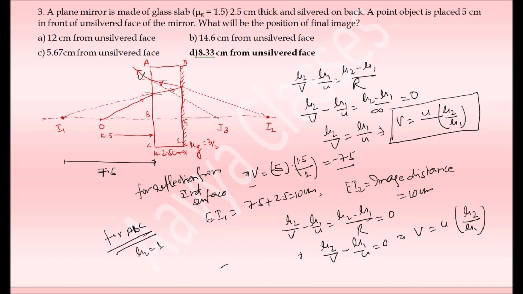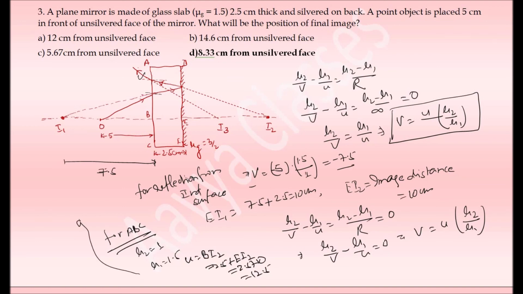So here if you see here, for the ABC surface, mu2 is equal to air, as the light ray is going to air from the glass medium. So mu1 is equal to 1.5. So what will be the value of U for the third refraction? So for third refraction, that is for the refraction from the surface ABC, we will get U is equal to BI2, and BI2 is equal to 2.5 plus EI2, that is 2.5 plus 10, and it is 12.5.